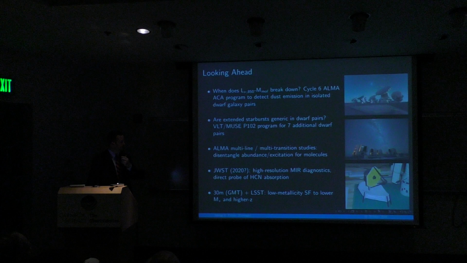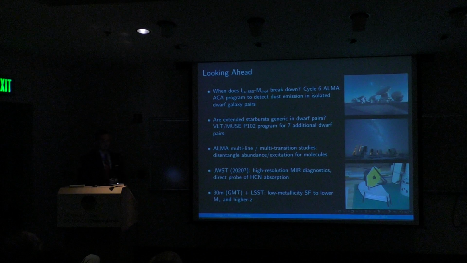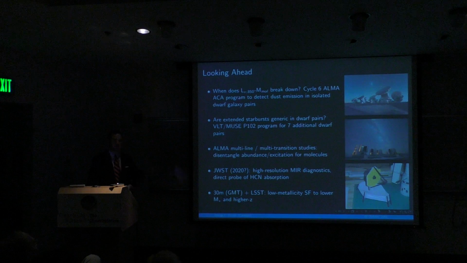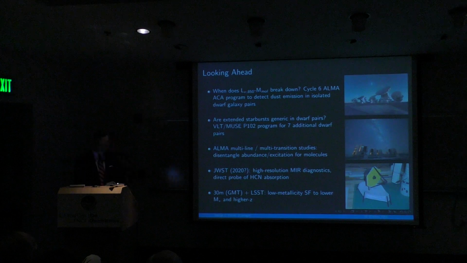So in terms of all there's areas, I think there's very obvious paths forward. One is to look at this molecular gas-dust luminosity relation and see where it breaks down. So now we have a cycle 6 ALMA program for the tiny Titans galaxies to observe them in the dust continuum to basically measure the dust luminosity of these very low mass, low metallicity dwarf galaxies and try to use that to estimate the molecular gas mass and see how this holds together.